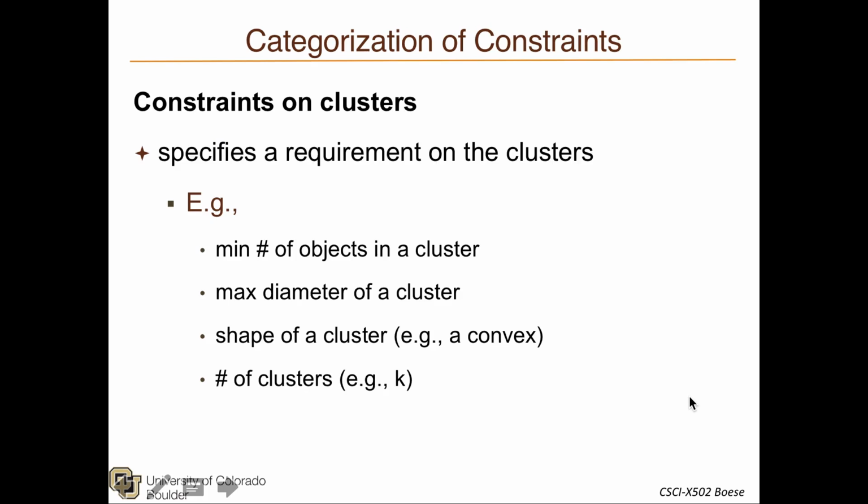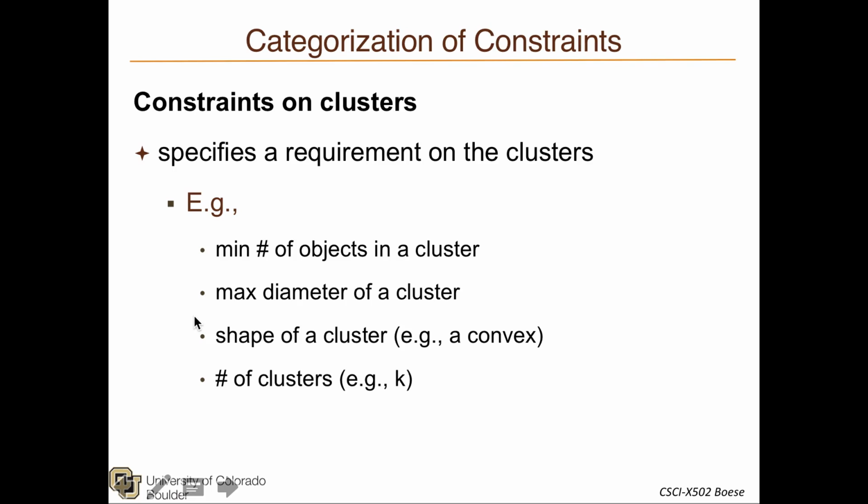For constraints on our clusters, we can specify requirements on these clusters. There could be a minimum number of objects required to be considered even a cluster, because otherwise you might have a group of data instances that is not meaningful or interesting, just outliers that happen to be together. So a lot of times we have a minimum number of objects required to make a cluster.